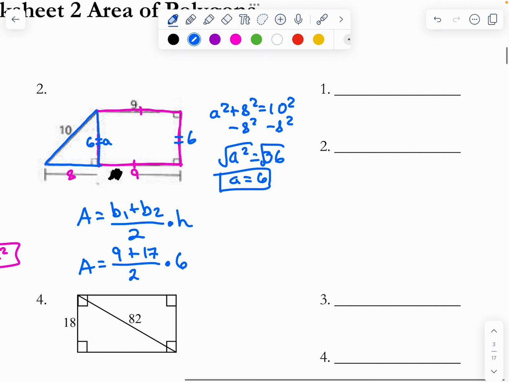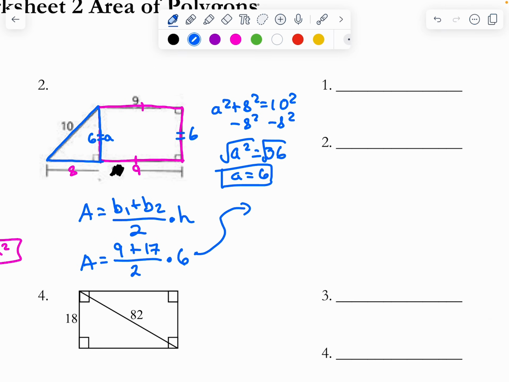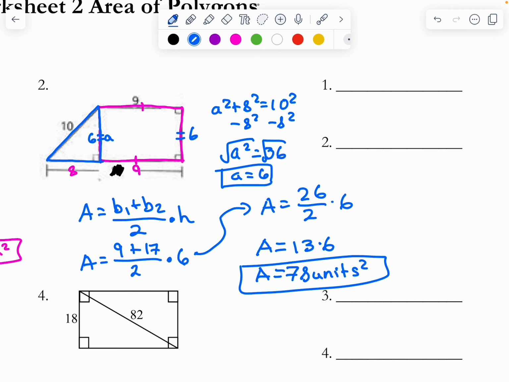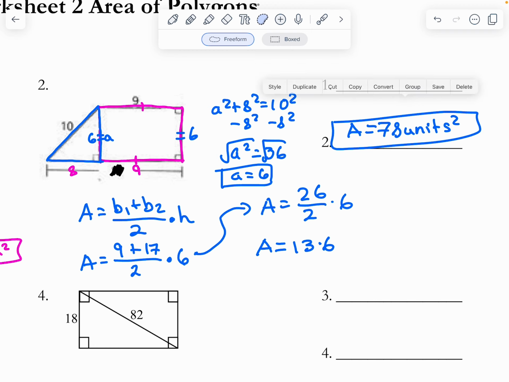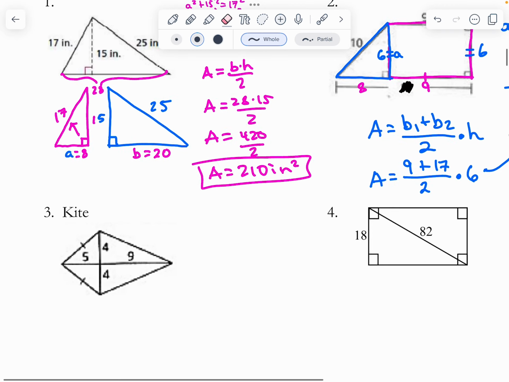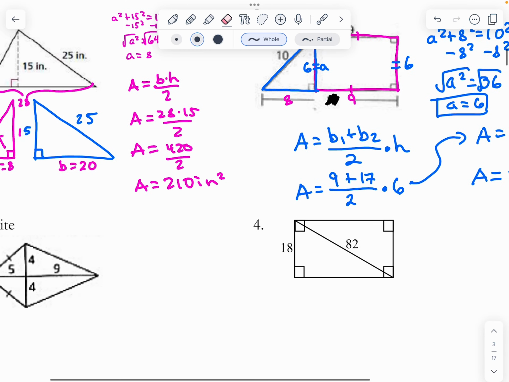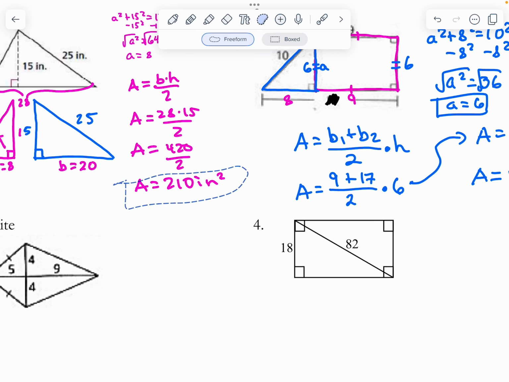All right, let's finish this up. I'm going to go ahead and finish this work right up here. Area is equal to 26 divided by 2 times 6. My area is 13 times 6. Area ends up being 78. We don't have any units, so I'm just going to say units squared. And that's my answer. Wonderful. I'll write that right there, and I'm going to write this one up in the other corner. I'm just going to drag it.